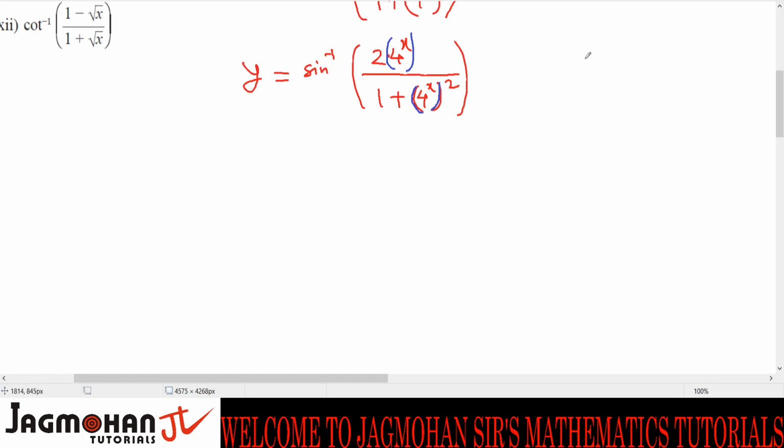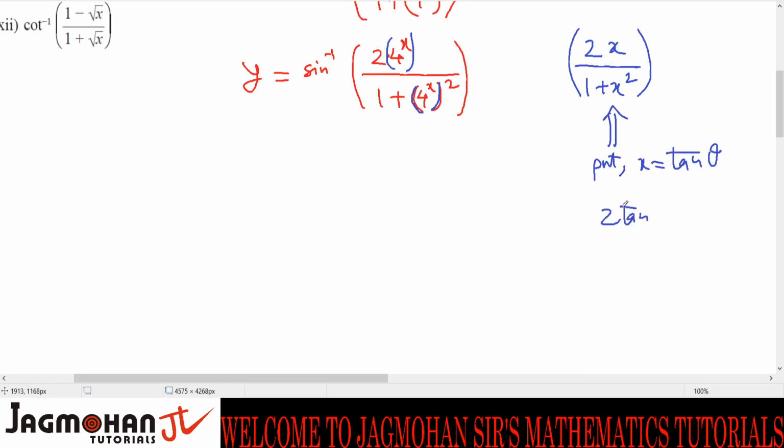What was that? If you recall, 2x upon 1 plus x square, whenever we substitute in this expression, we put x equals to tan theta. Why do we do that? Because if we put x as tan theta, this particular expression will become 2 tan theta over 1 plus tan square theta, which is equal to sine of 2 theta.